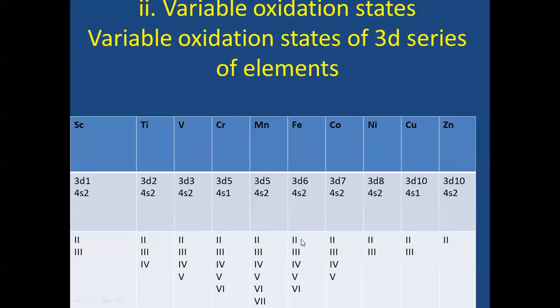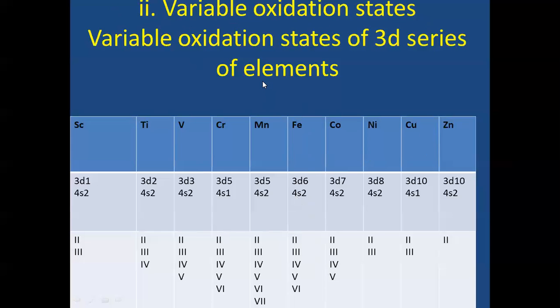Like that in chromium, CrCl3, 3. FeCl2, 2, FeCl3, 3. Ferrous can form Cl2 or Cl3. If it forms Cl2, then its oxidation state is +2. If it forms Cl3, its oxidation state is +3. So these are different oxidation states exhibited by one element in its different compounds. This is the reason why we say variable oxidation state.